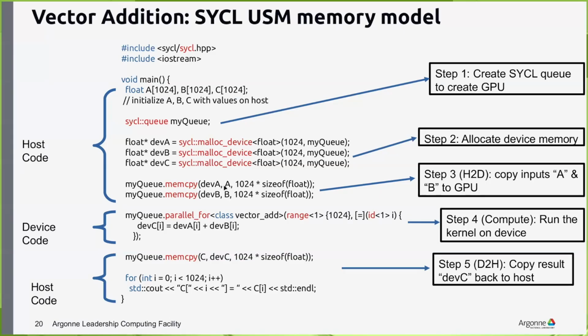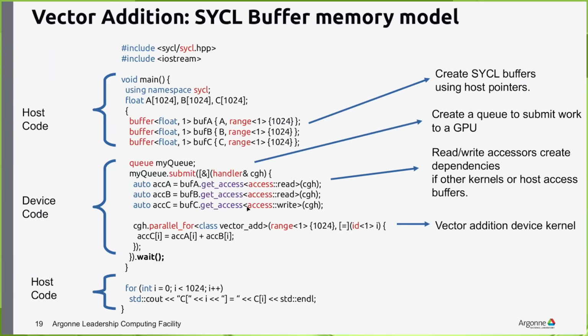We copy the data from host A and B to device A and B, such that device A and B are valid. We launch the kernel. We copy the results back to the host, and we just print the results on the host. So this is a very similar memory model to CUDA, unlike the SYCL buffer memory model. The difference between SYCL buffer and SYCL USM is explicit data transfers. Here we explicitly say where to move the data between. In the buffer memory model, it's done by the runtime.